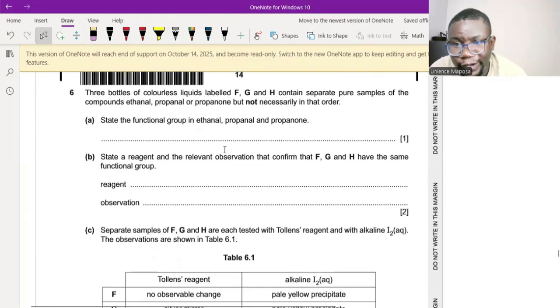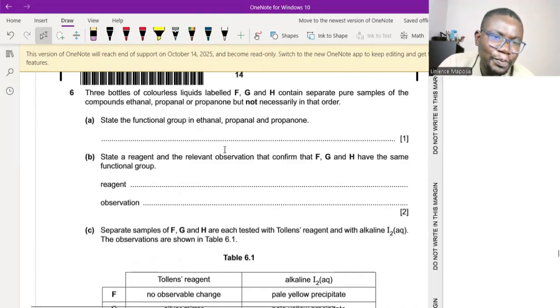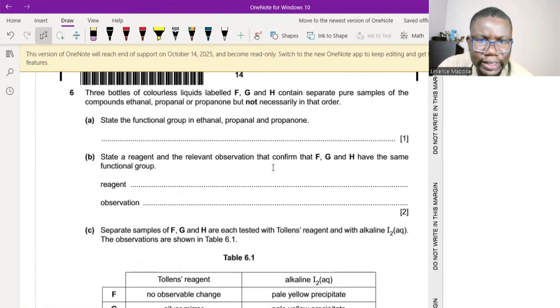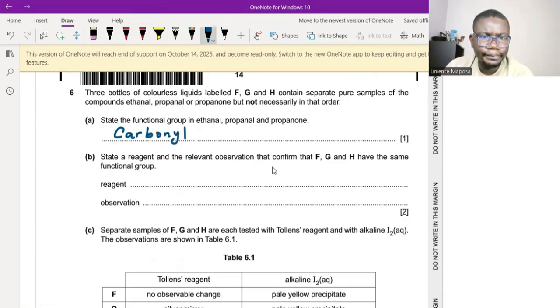Oh, we have question 6 to go. 3 bottles of colorless liquids labeled F, G, and H contain separate pure samples of the compounds ethanol, propanol, and propanone, but not necessarily in that order. State the functional group in ethanol, propanol, and propanone. Okay, ketones and aldehydes, you have the carbonyl group, carbonyl functional group.